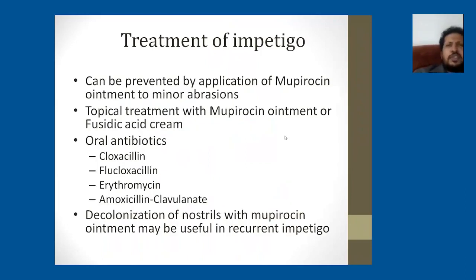So topical mupirocin, and if it's more severe, oral antibiotics, and decolonization of the nostrils is important, especially in recurrent impetigo.